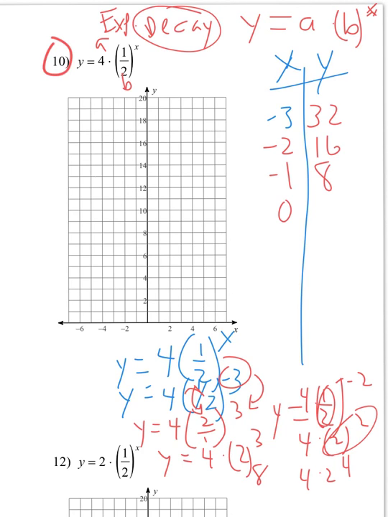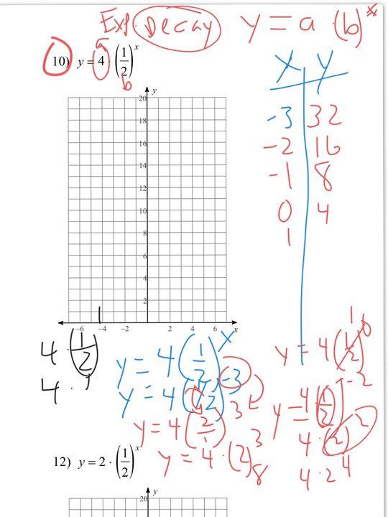If I put 0 in, so it's y equals 4 times 1/2 to the 0. Well, anything to the 0 power is 1. 4 times 1 is 4. And again, remember I said the y-intercept is always going to be what that value is there. If I put 1 in, it's 4 times 1/2 to the 1st. Well, that's 4 times 1/2, which is 2. So when I put 1 in, it's 2.